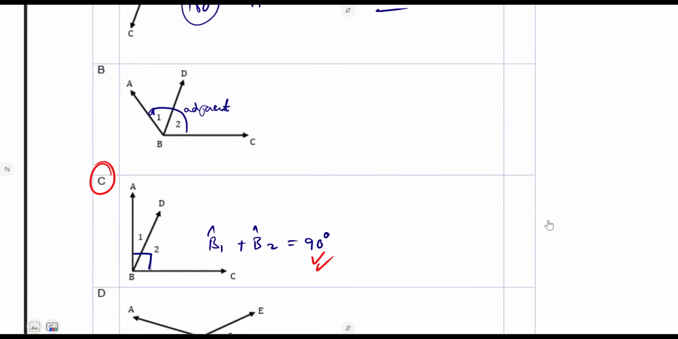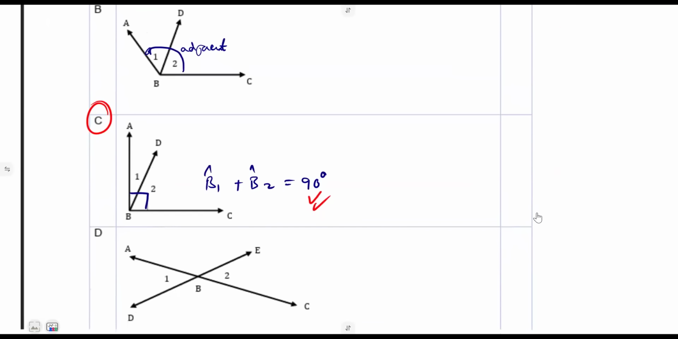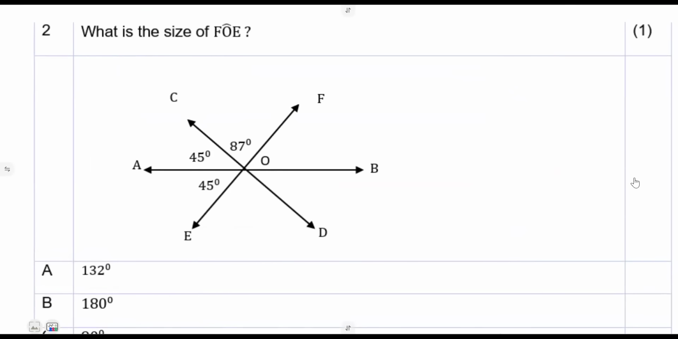So the best answer for complementary was going to be on C. All right, let's consider another part of our question, question 2. What is the size of angle FOE? As we can see, from F to O to E, this is a straight line that is being formed. So angles on a straight line, that is going to give us 180 degrees.